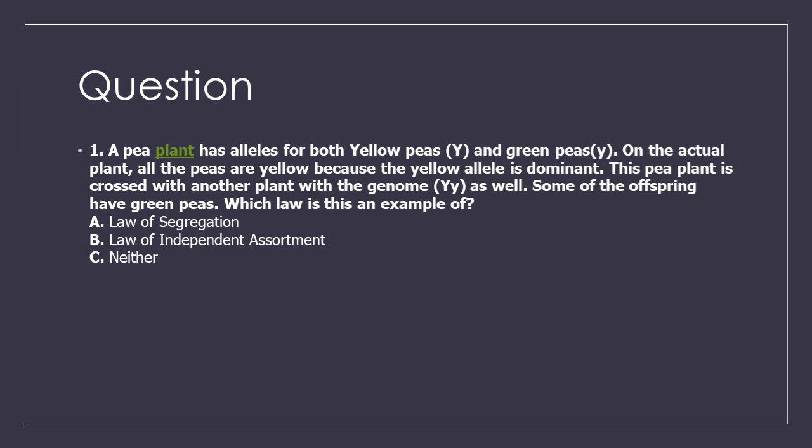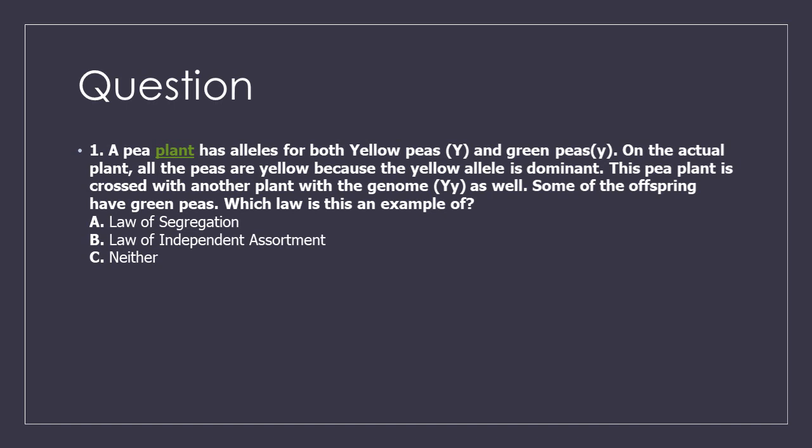Now a simple question related to this: a pea plant has alleles for both yellow peas and green peas. On the actual plant, all the peas are yellow because the yellow allele is dominant. This pea plant is crossed with another plant with the genotype capital Y and small y as well. Some of the offspring have green peas. Which law is this an example of? Law of segregation, law of independent assortment, neither, or law of dominance?